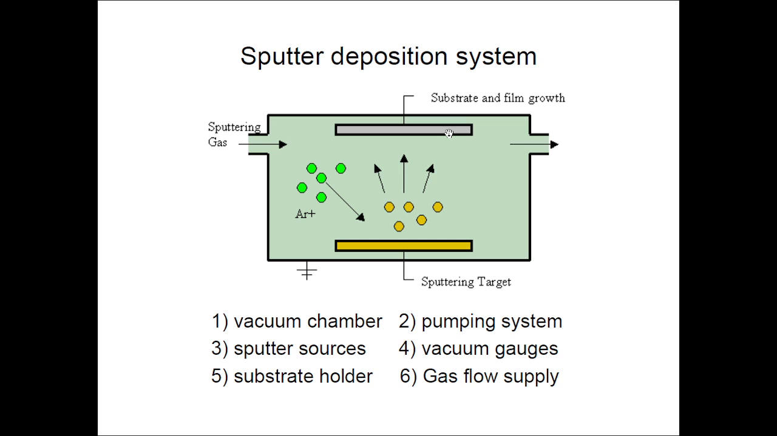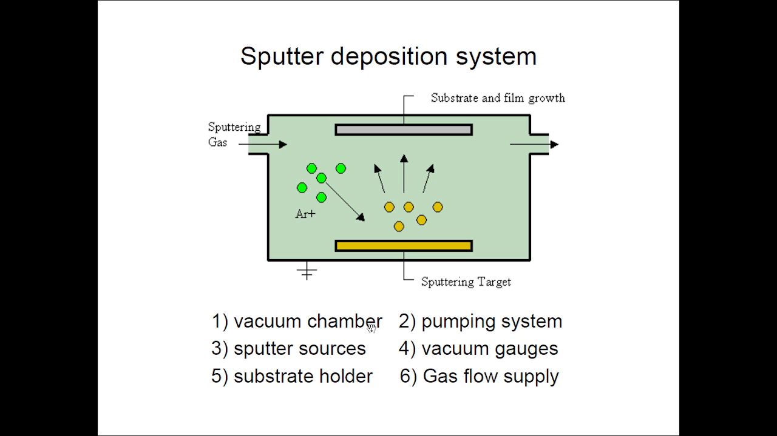We have seen the different stages of film growth yesterday. The main requirements for sputter deposition are a vacuum chamber, a pumping system, sputtering sources, vacuum gauges, a substrate holder, and a gas flow supply as well. Okay, so this is how it looks.